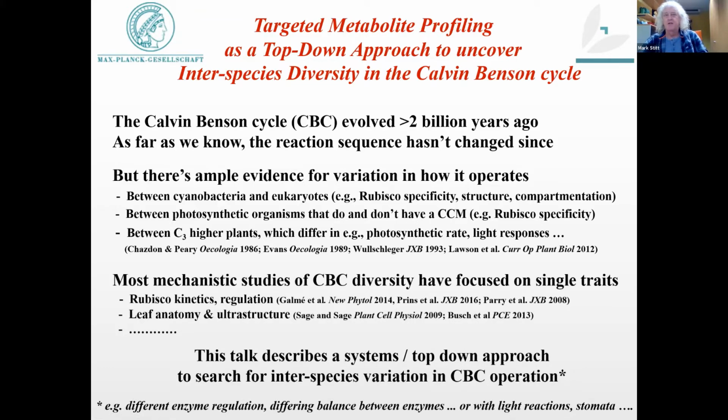Now, most mechanistic studies of CBC diversity are focused on a single trait. They've gone in and, for example, they've compared rubisco kinetics or rubisco regulation across different species. There's also been some very nice work on leaf anatomy and ultrastructure, which I won't be touching on today, although it's behind some of our results. What I want to do is to introduce what I call a systems or top-down approach to look for interspecies variation without initially assuming what might be responsible for it.